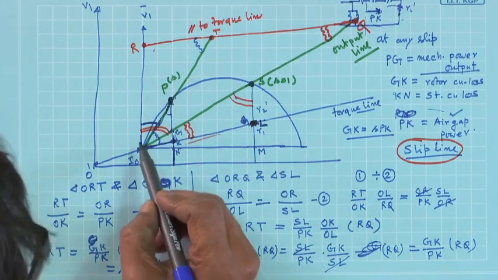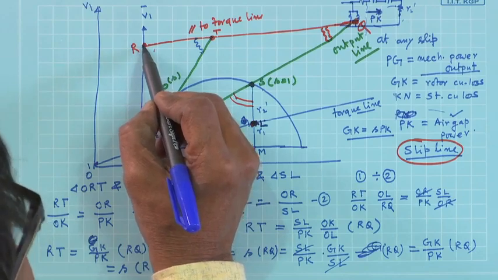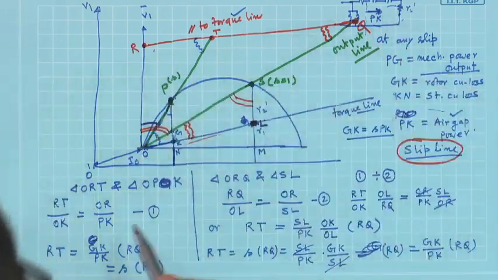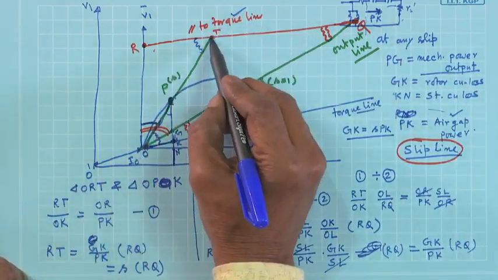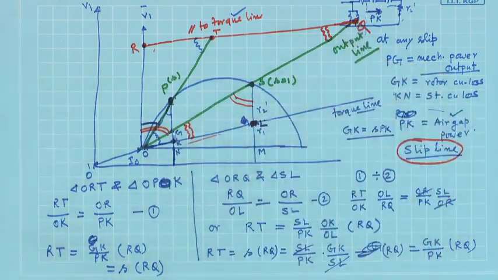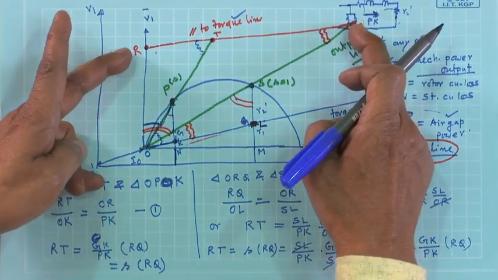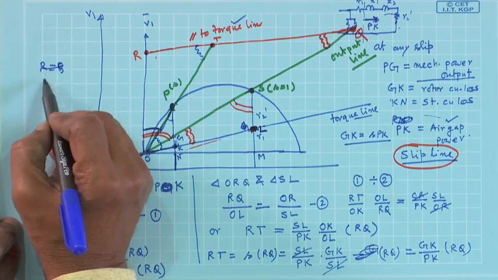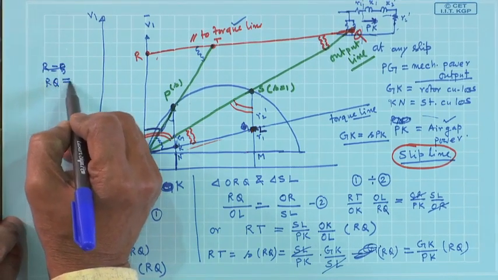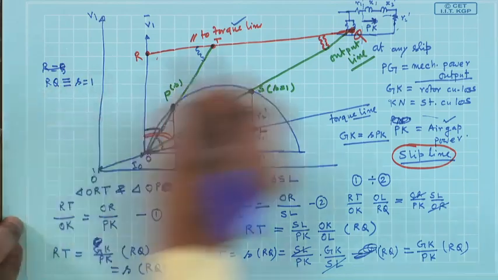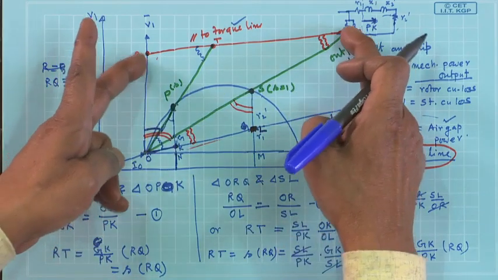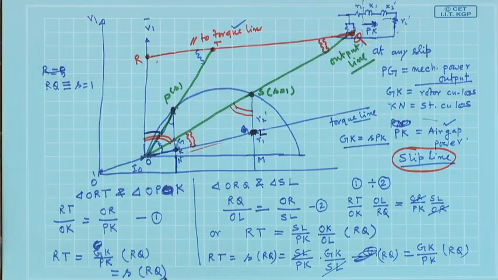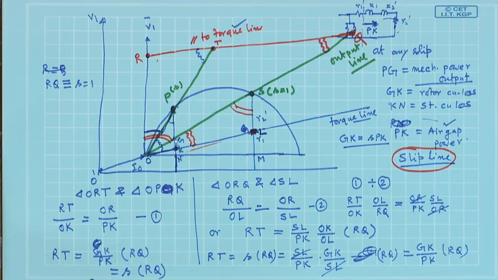Therefore, what I have done: you have taken any point R, then we have drawn a line parallel to the torque line, this line. Then the point of intersection is capital T, and this is OQ. So, RQ is this length. Suppose I say that it is equivalent to slip equal to 1, this whole length represents slip equal to 1. Then I immediately know RT will represent slip.